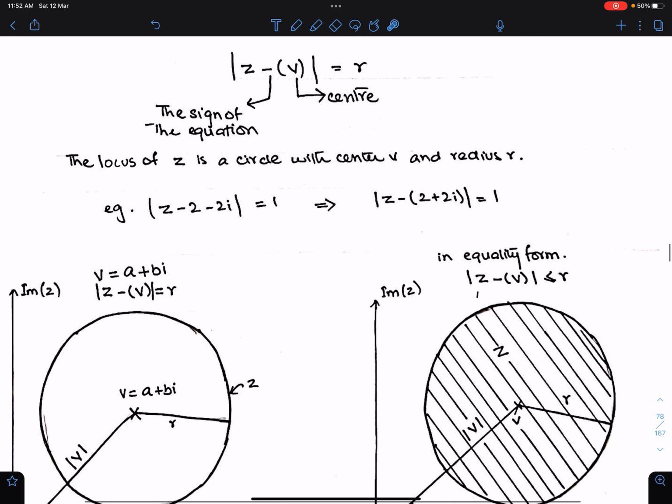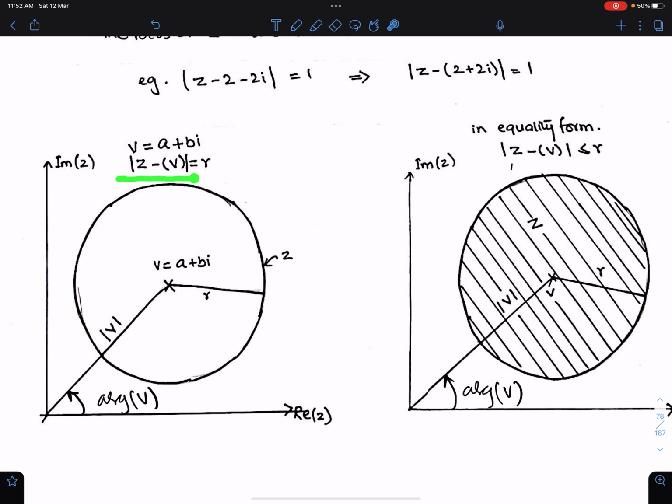Well, this is not the right equation of this circle, because for the right equation of this circle, the center must be inside the bracket and there must be a negative sign outside the bracket. So by taking negative sign common from these two terms, we can get the right equation of the circle. Hence, this is the right equation of the circle. In this equation, the center of the circle is at 2 plus 2i and radius is 1 unit on Argand diagram.